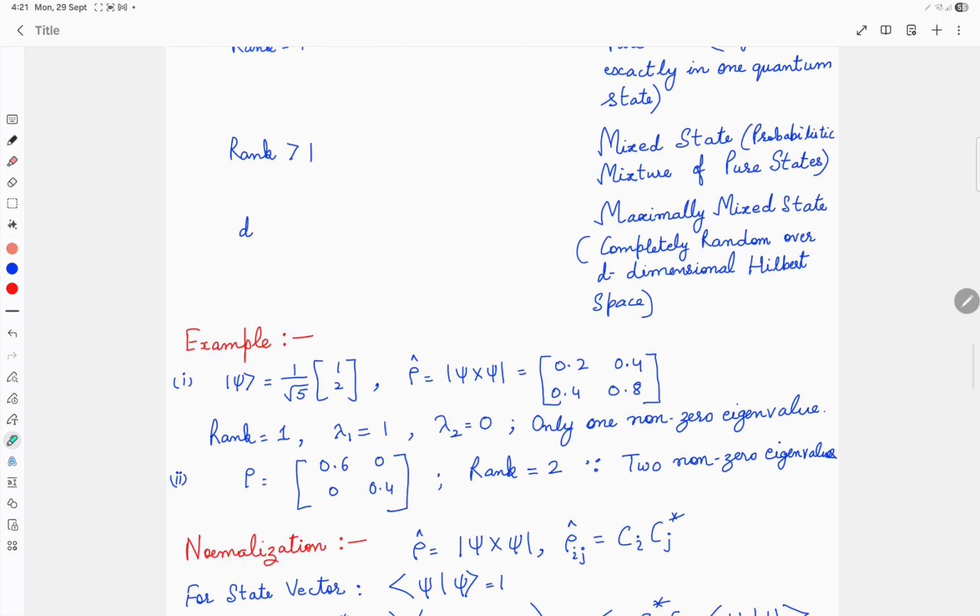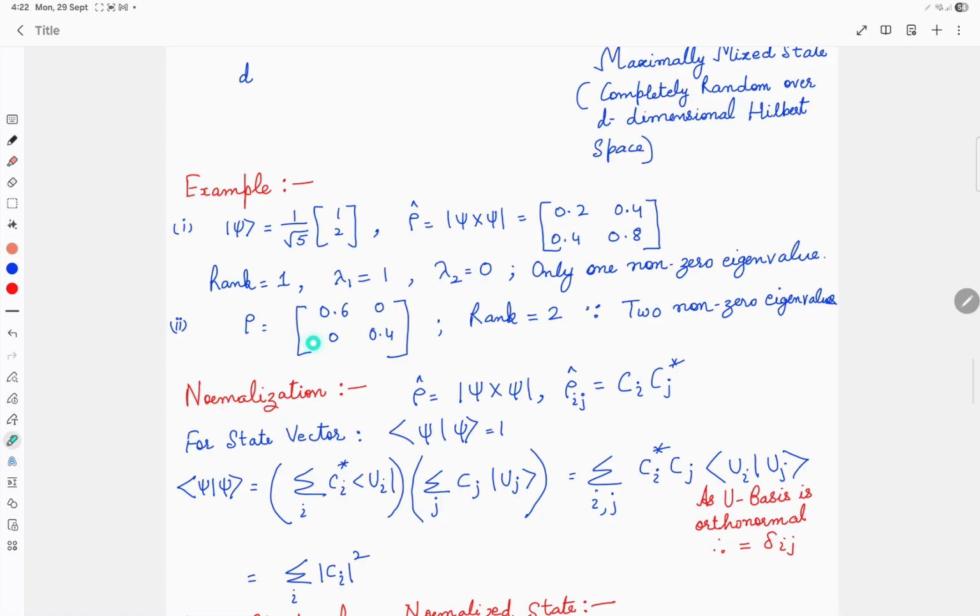Now let us take an example. If we have ket psi, that means the state of the quantum system given by this row vector, if we calculate the density matrix from here, it will be equal to this. Now if you look at the density matrix and try to calculate the eigenvalues, you will see that it will have only one non-zero eigenvalue. So therefore the rank of the matrix is 1, right? In that case, this qualifies for the density operator.